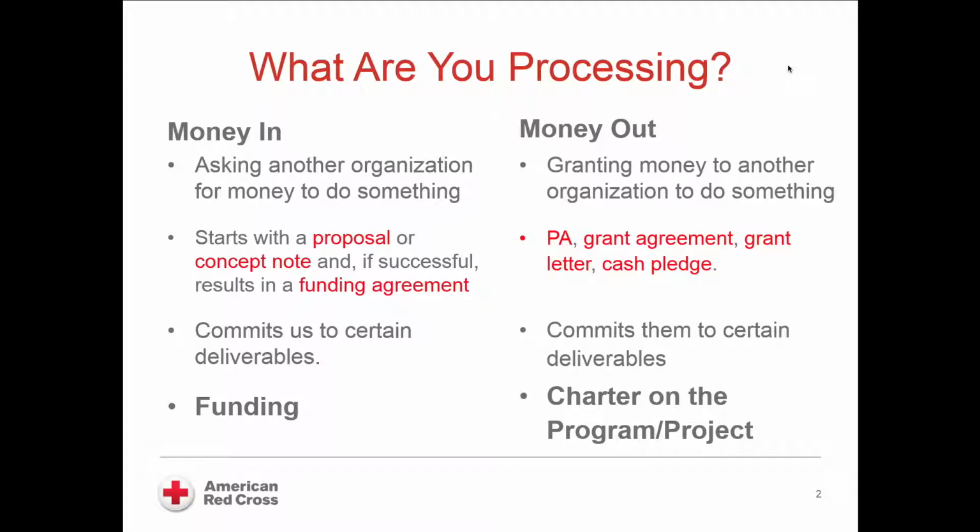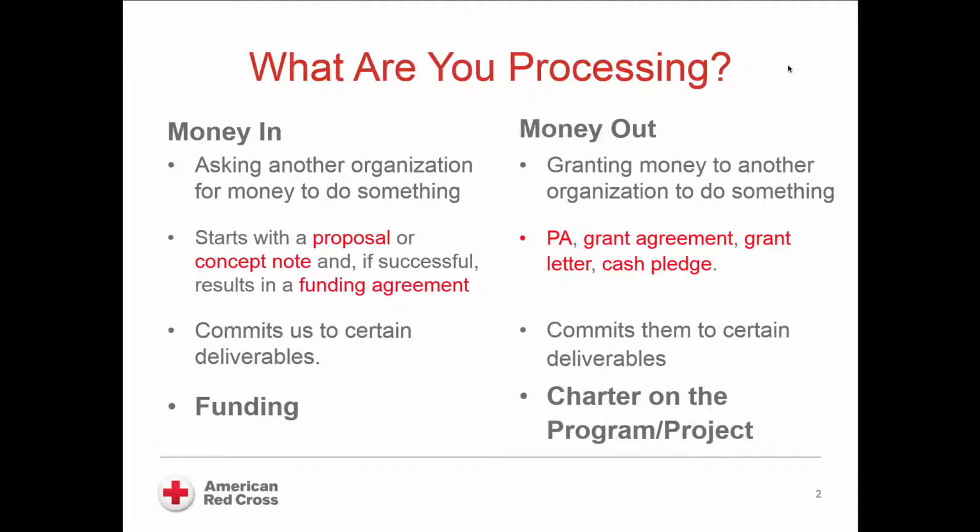There's basically two general types of things that you might be processing in ECOS. And yes, there are some exceptions, but we can talk about that on an individual basis. But in general, you're either going to be processing money in or money out. Money in is when we're asking another organization for money to do something. The documents that involves start with a proposal or a concept note, and if those are successful, it results in a funding agreement. So those are the things that you're getting approved when we're bringing money in.